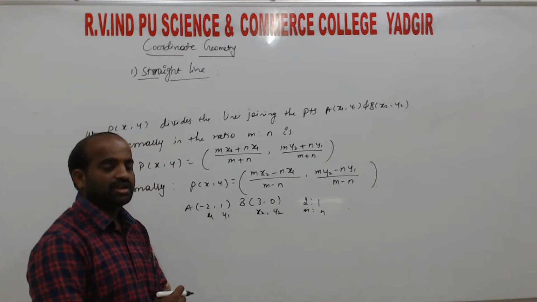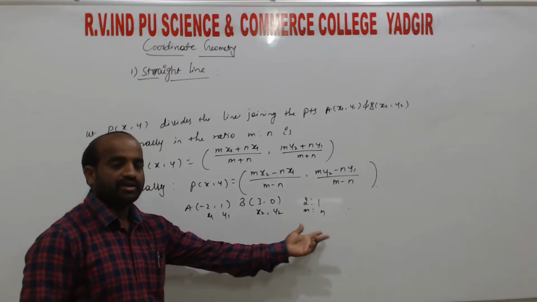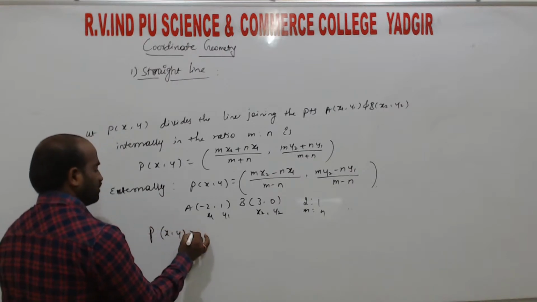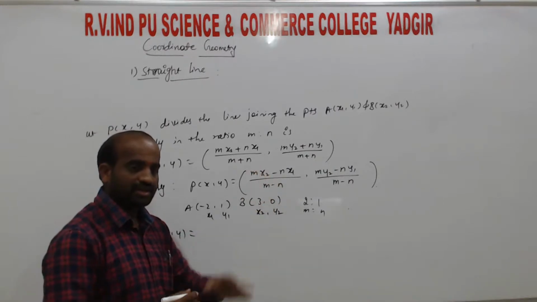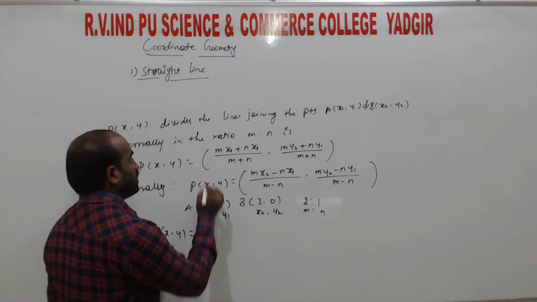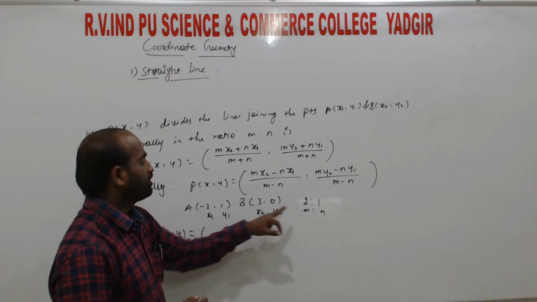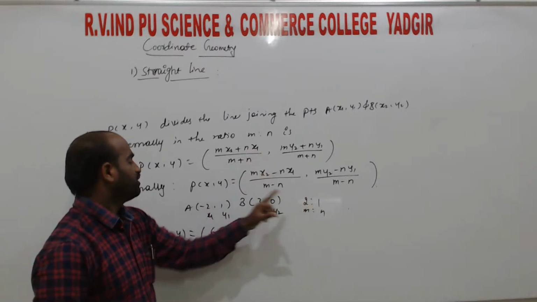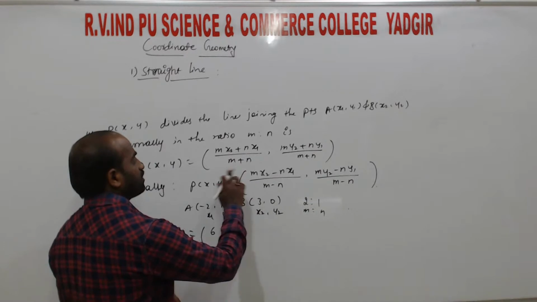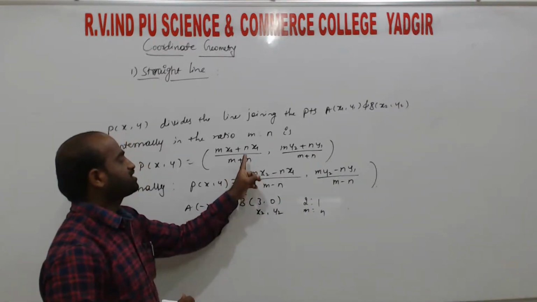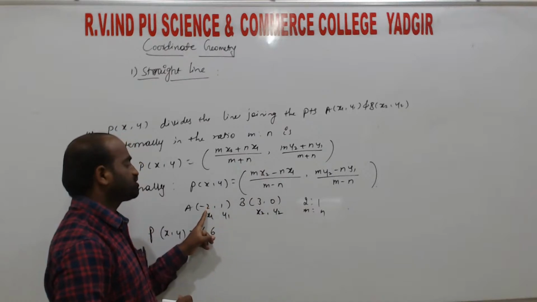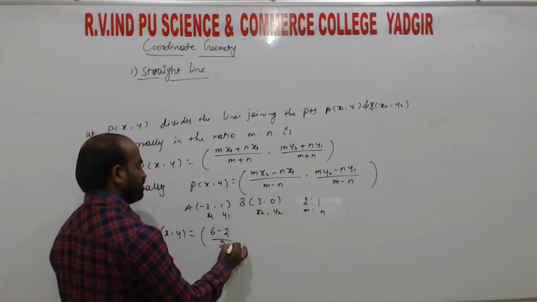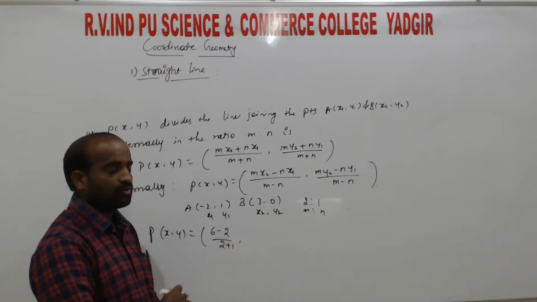Find the coordinates of the line joining the points A and B internally in the ratio 2 is to 1. X comma y is equal to, where this point is P of x y, any point on the plane. m into x2, that is 2 into 3, 6. Next nx1, where n is 1 and x1 is minus 2, so 1 into minus 2, divided by 2 plus 1. This is how to find it, and then you get one coordinate.